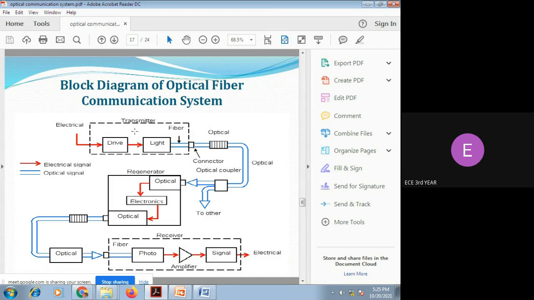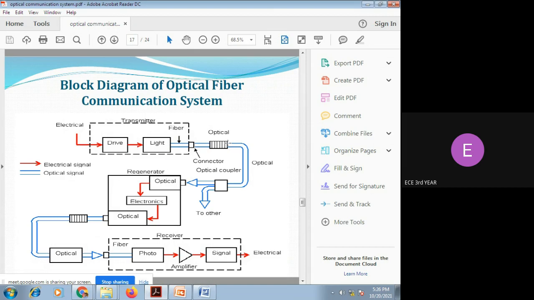In the electrical signal, normally we are transmitting our voice signal, which is a non-electrical quantity. This non-electrical quantity is first converted into an electrical quantity using a transducer. Then this electrical signal is sent to the drive circuit. The drive circuit drives the electrical signal to the light source section, which will be an LED or a laser. The LED or laser generates the light signal based on the electrical signal and then passes it through the fiber optic cable using the fiber optic connector.